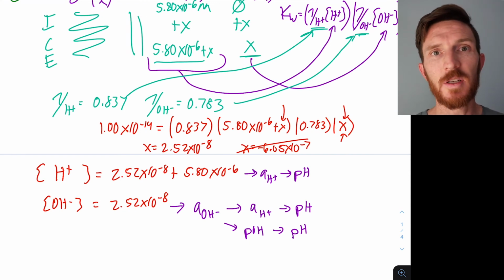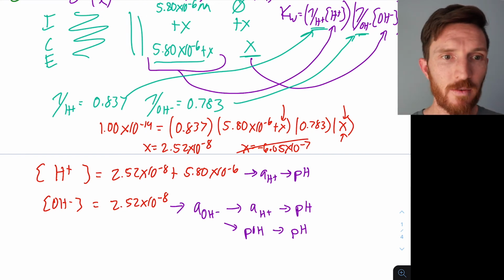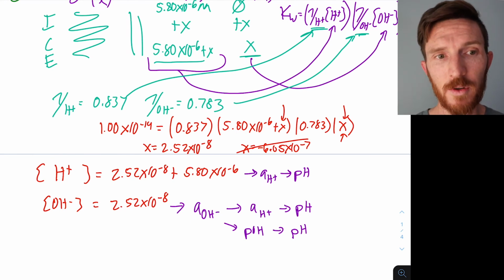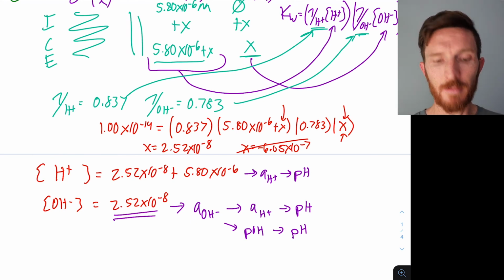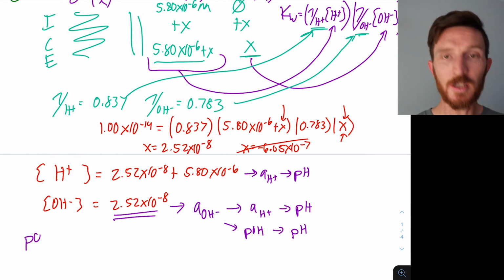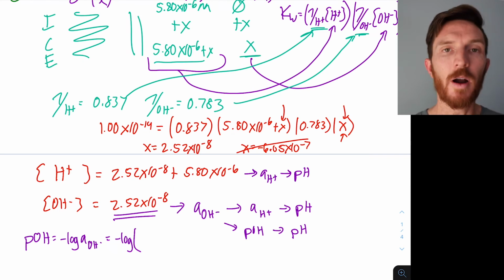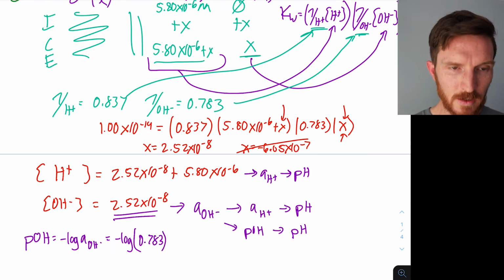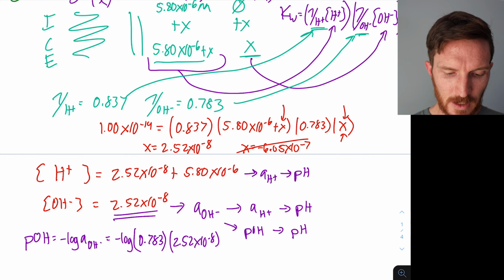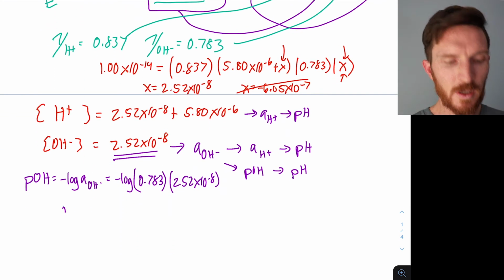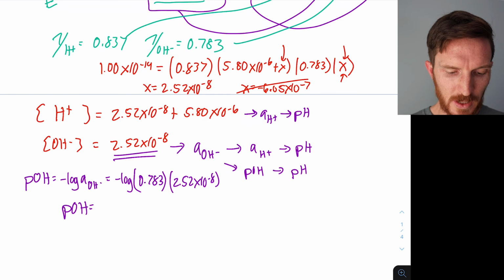I'm going to post solutions to this in Canvas where you can actually look at any one of those options. And I'm just going to show us one of those options here. So let's go ahead and just do, maybe since we already have the concentration of our hydroxide, let's use that one. So we can find our pOH is the negative log of our activity of our OH minus ion. So that would be negative log of our activity coefficient for our hydroxide ion, 0.783, times 2.52 times 10 to the negative 8th.